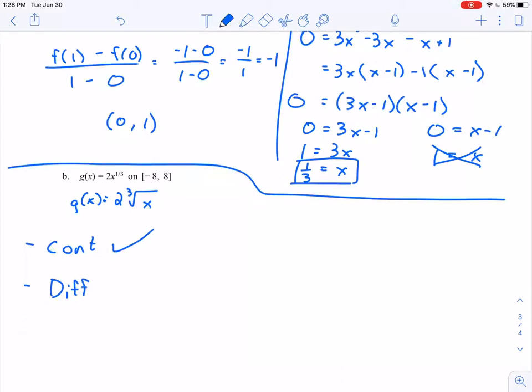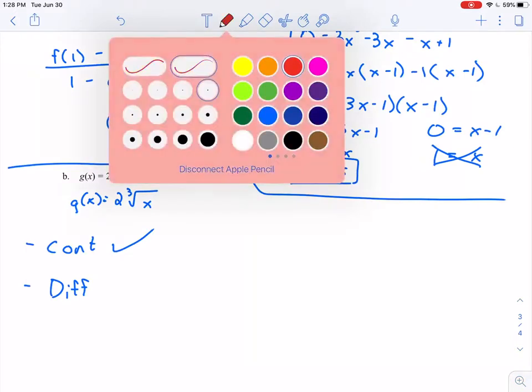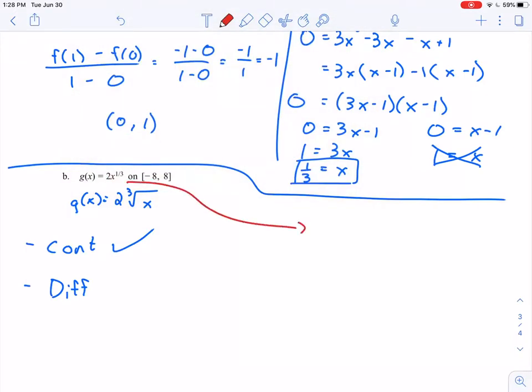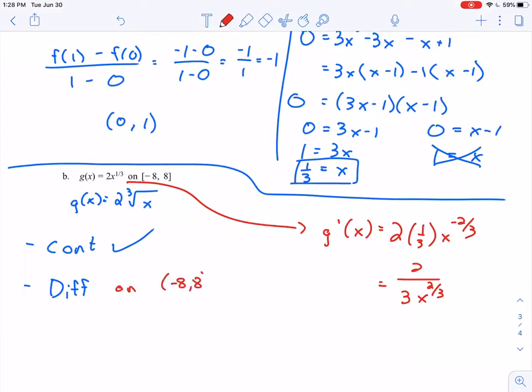So I'm going to find my derivative, and let's do that over here. So g prime of x is 2 times 1/3 times x to the -2/3. In other words, this is 2 over 3x to the 2/3 power. Remember, differentiable means that the derivative has to exist everywhere in the open interval, right? It needs to be differentiable on -8 to +8. Everywhere in between those two values, not necessarily at those values, but everywhere in between.